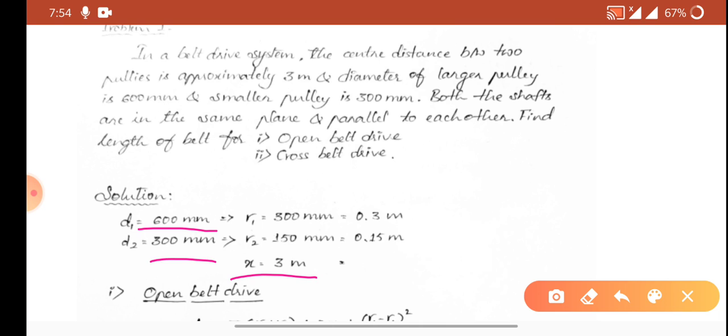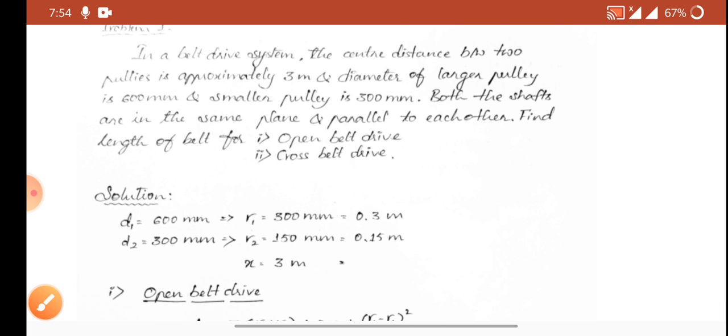Okay, so you can keep it in mm or convert it in meter. It is up to you. So if you convert this in meter, I will keep x as 3 meter only. If you want, you can convert x in mm. Now what is he asking? He is asking us to find out the length of belt in case of open and cross belt drive.